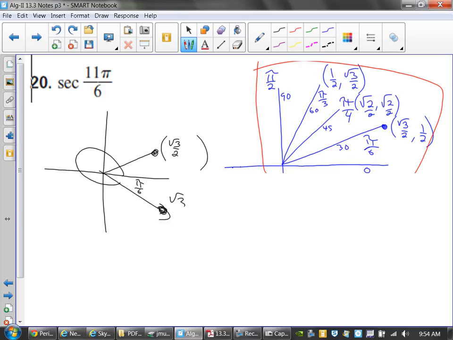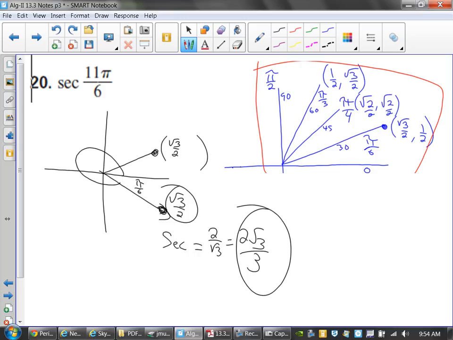Root 3 over 2. And then it's the secant. The secant value, since we have to inverse this, we're going to get 2 over root 3, which is 2 root 3 over 3. Take care of everything that you would normally for cosine in this instance. And at the very end, flip your fraction and re-rationalize. Okay?